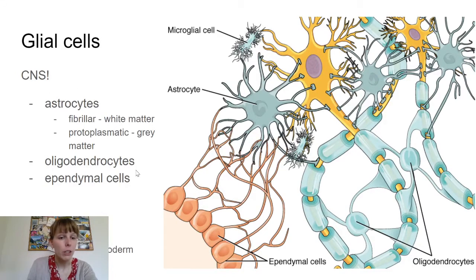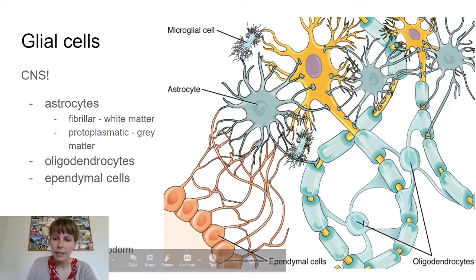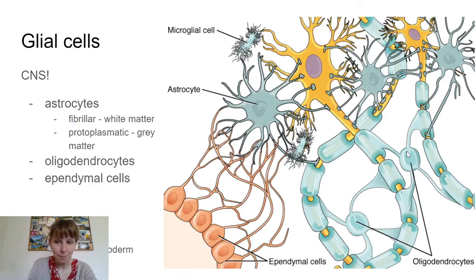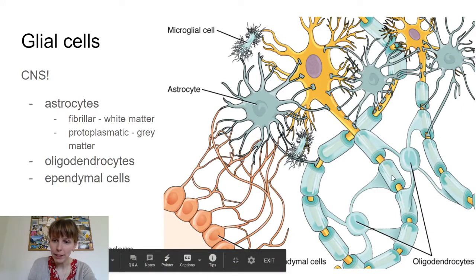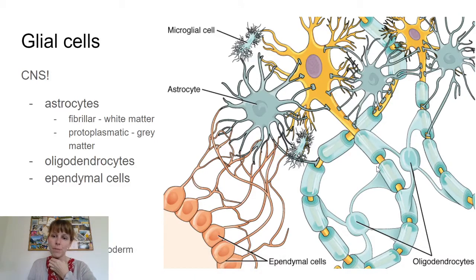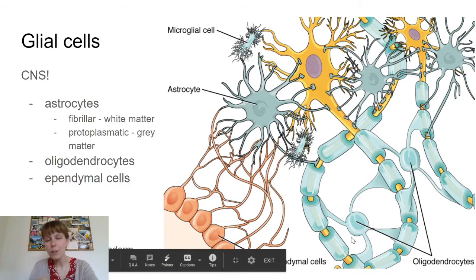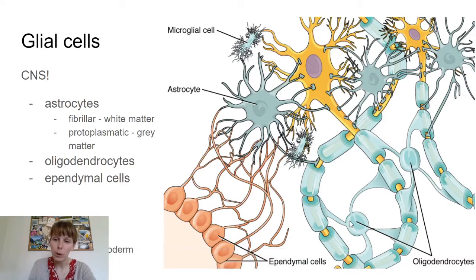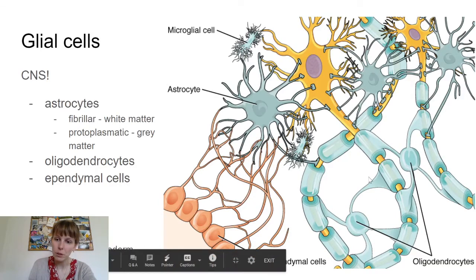So that's the most common type. Then you have oligodendrocytes. And oligodendrocytes are these guys, and they are responsible for the myelinization. So they will be myelinating axons in the central nervous system. And what is different from the peripheral nervous system that we will be covering in a bit, one oligodendrocyte will be responsible for myelinating multiple axons. So it's not just one axon, but more of them will be myelinated by one oligodendrocyte.